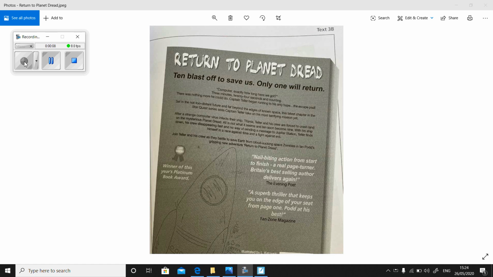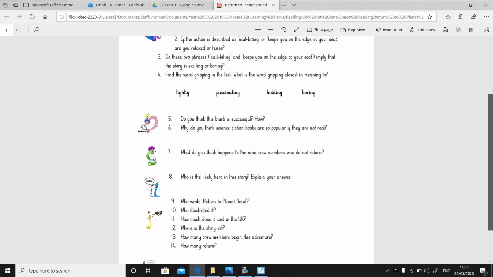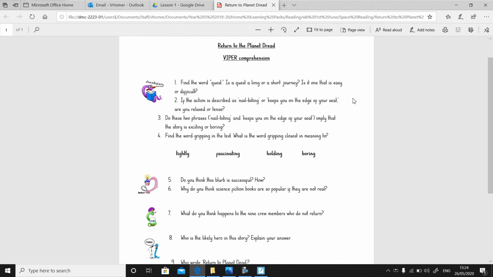Planet Dread. Now, you'll see that on the Google Drive I've put for you some VIPERS comprehension questions, starting off with vocabulary, going all the way down to summarise. For your vocabulary questions, remember you only need to put a simple word or a simple sentence. You don't want to waste your time, obviously, next year when you do your SATs, answering long, detailed answers for questions that don't really need such length, particularly 1-mark questions.